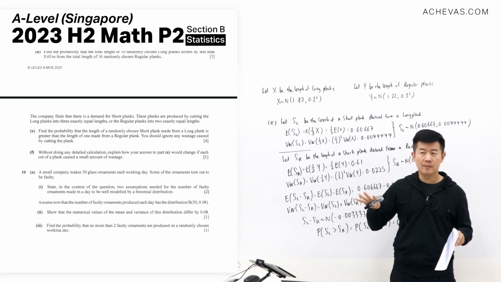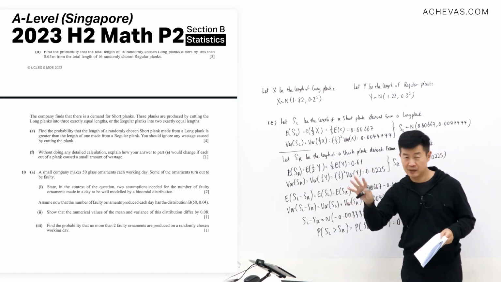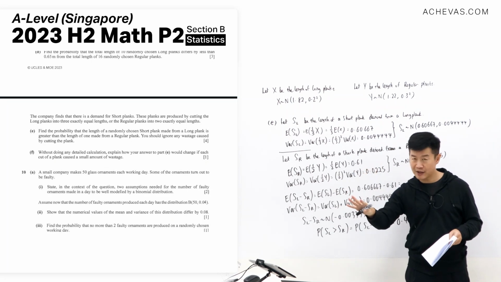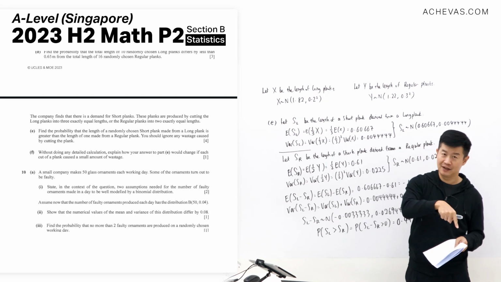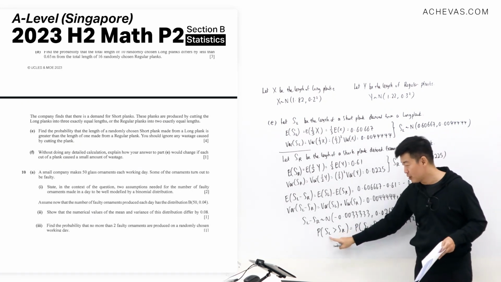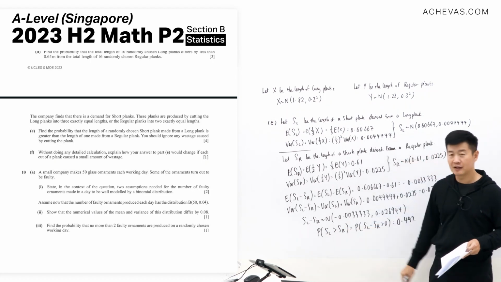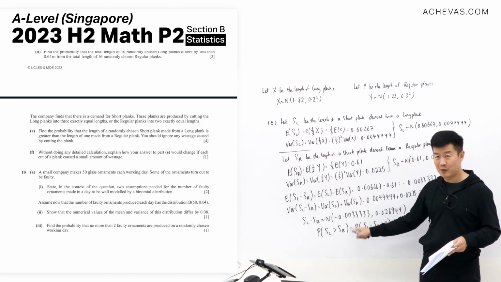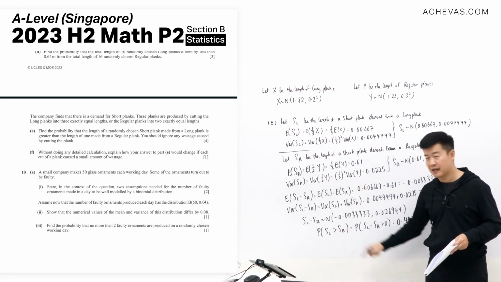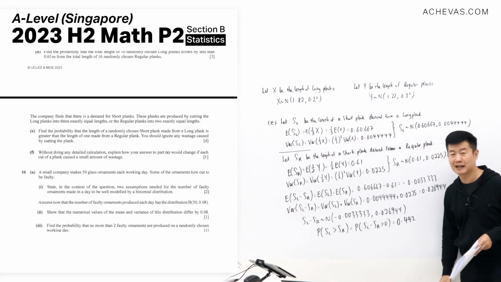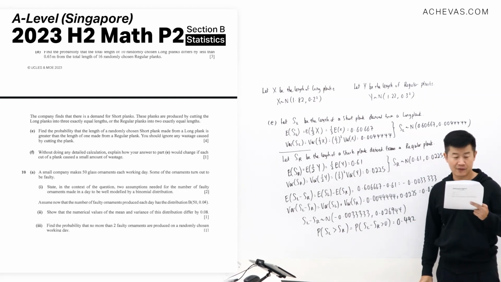And that is why for the short planks derived from the long planks, which have more wastage, I'll be expecting that their length will be shorter than usual. That is also why, when I calculate the probability that the length of the short planks derived from the long planks is bigger than the length of the short planks derived from the regular planks, this time, because generally it is shorter, the probability of this happening should also be smaller than before. Okay, that is my take for the last part, F.